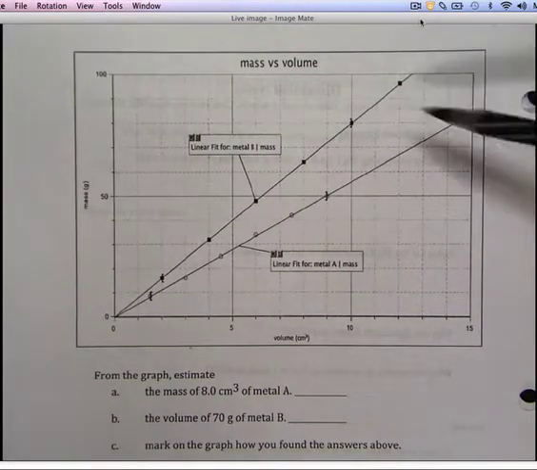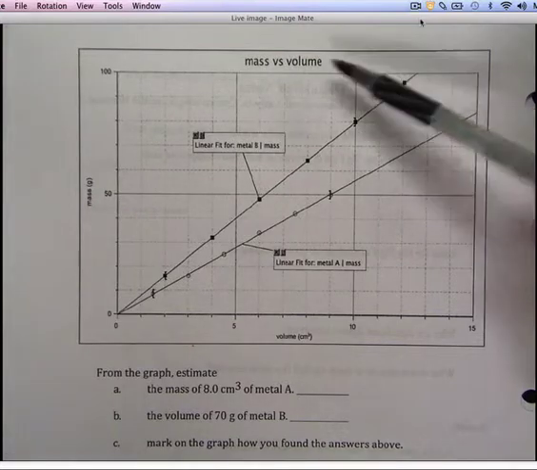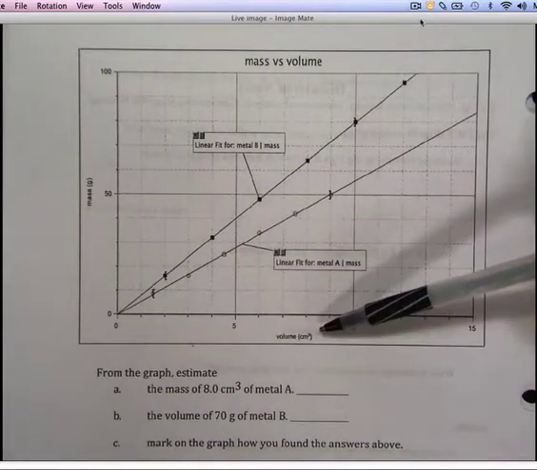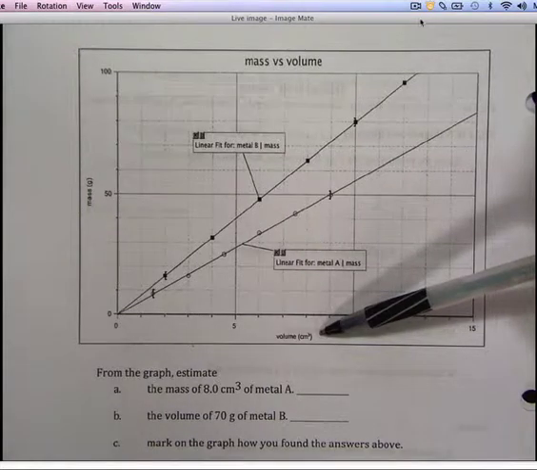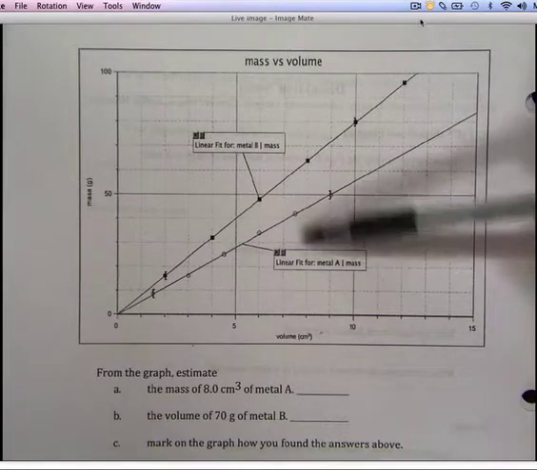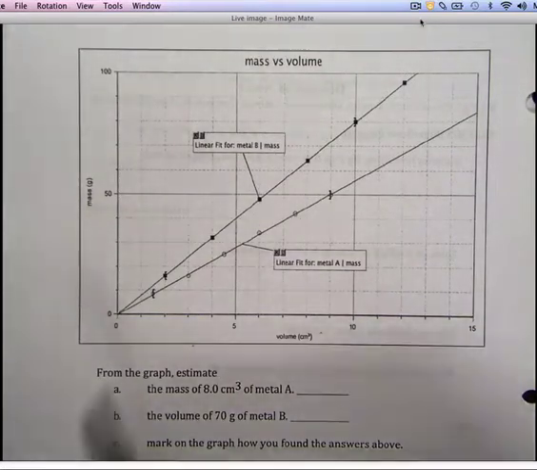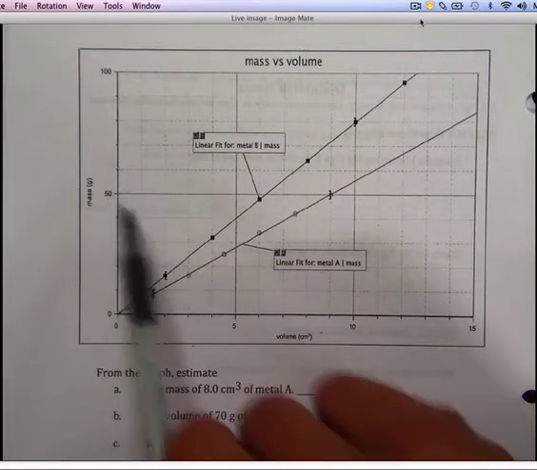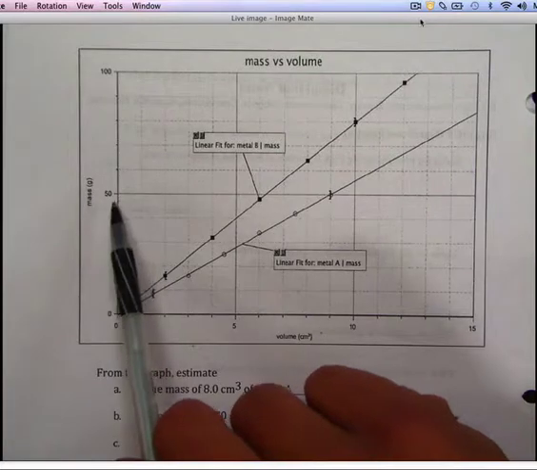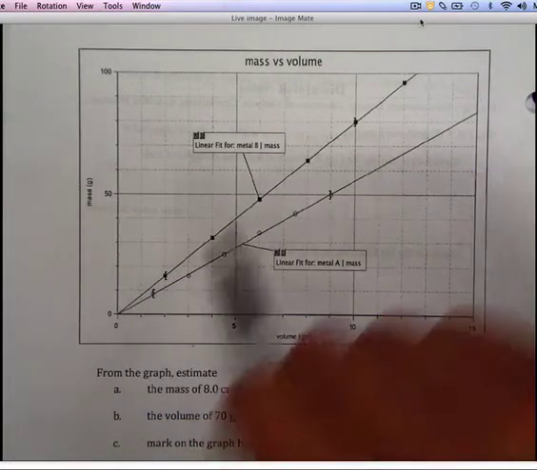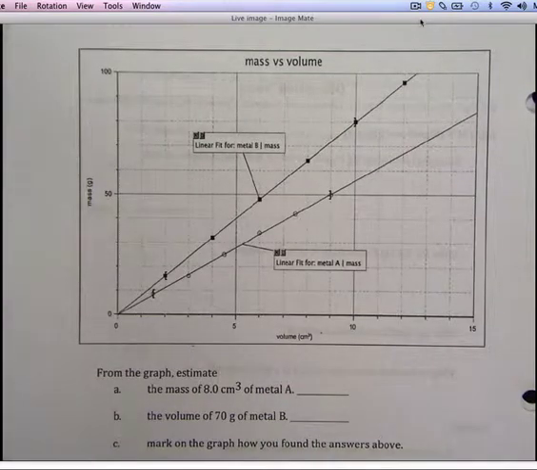So here we have a graph of 2 different metals. It's got a title. It's got a y-axis labeled grams. It's got an x-axis that's labeled cubic centimeters, so I know it's a volume. And then we have 2 different lines, one for each metal. All right. So now the slope of this graph, which is rise over run, is mass over volume. Mass over volume is equal to density. So you're actually graphing the density of these different metals.